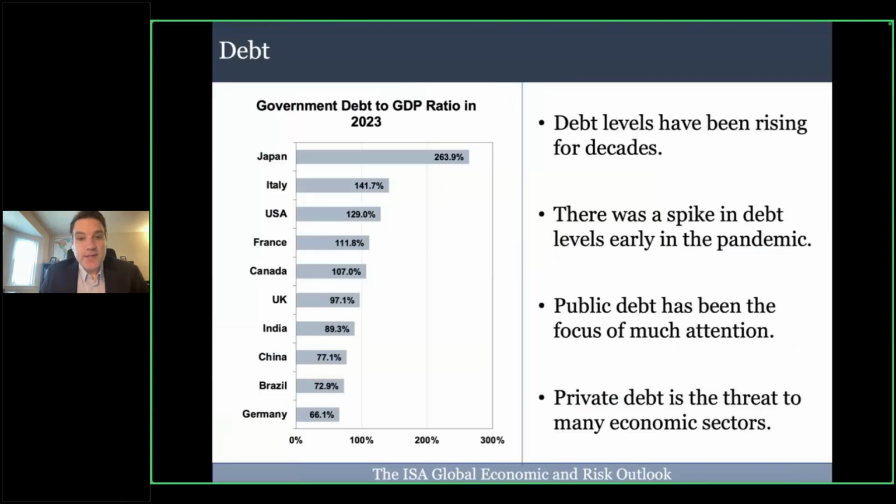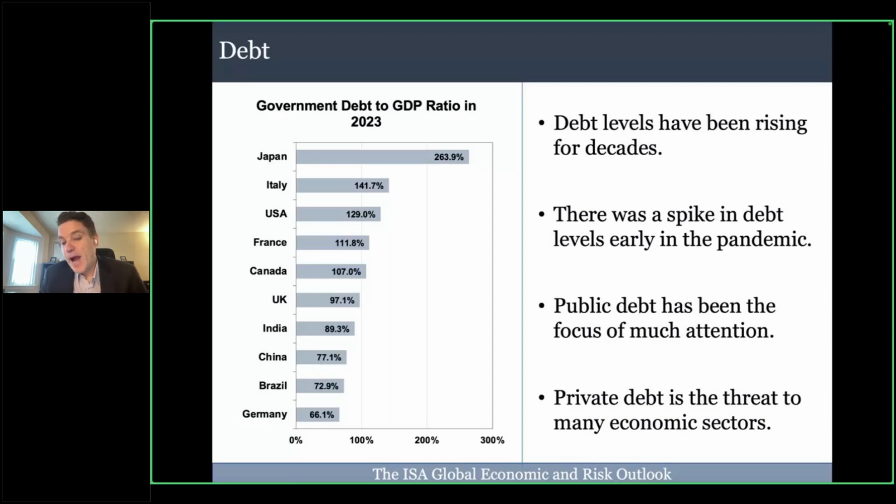Another issue, of course, and this is both an issue for today and a big one for tomorrow, is debt. We've seen debt levels rising for decades. We saw a spike in debt during the pandemic. And of course, and rightly so, a lot of the focus is on public debt. Our public debt in the United States just passed $34 trillion and is rising by another $1 trillion every 100 days. This is being mirrored in many parts of the world. So public debt is a major threat.